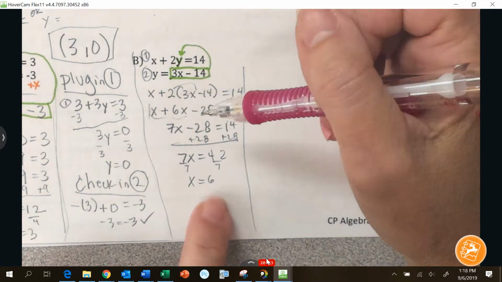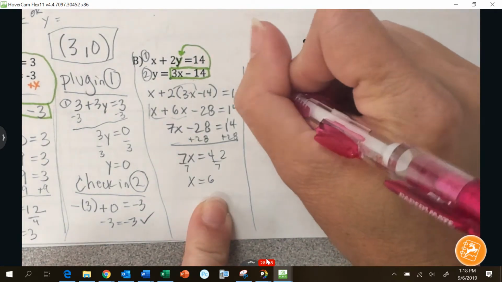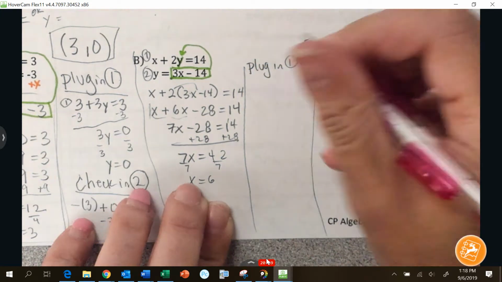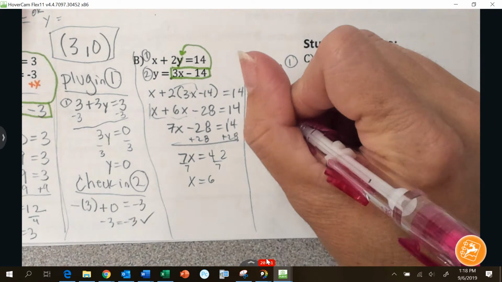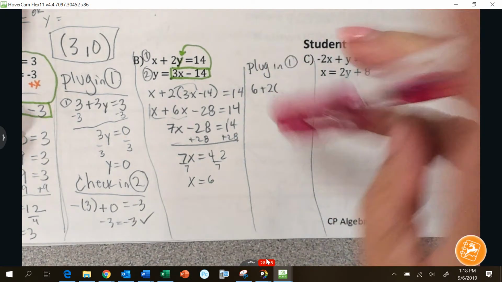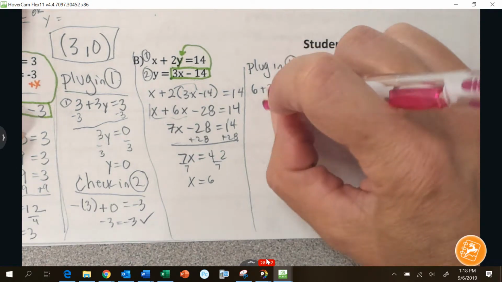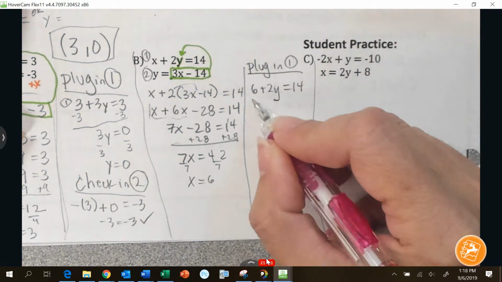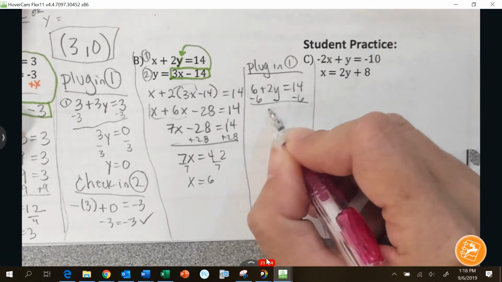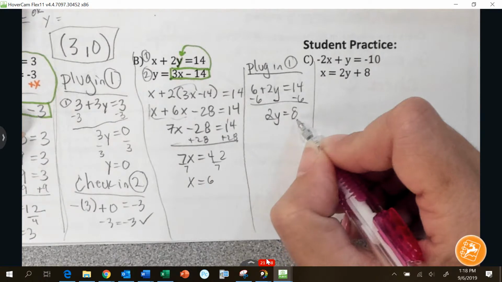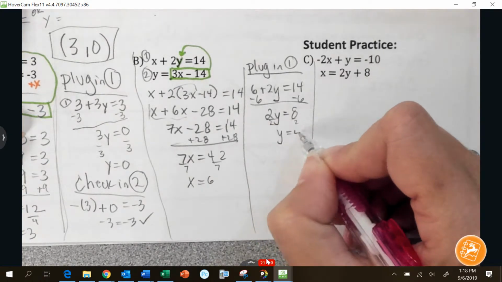So after we find the first variable, now we plug in 1, check in 2. Once you have the first variable, plug in 1, check in 2. So plug in 1: 6 plus 2y equals 14. Subtract 6, 2y is 8, divide by 2, y is 4.